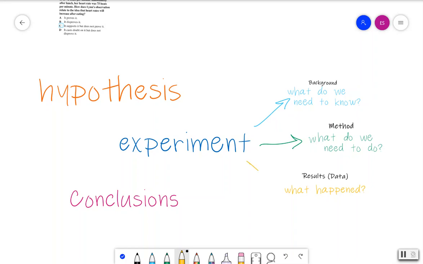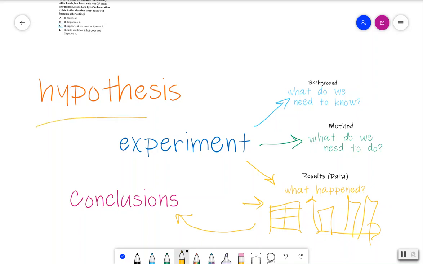And then the results are the what happened, and the results are data. Oftentimes, data is presented in charts and graphs because charts and graphs are an easy way to demonstrate what we've learned. So oftentimes when you see the charts and graphs, that's the data. Those are the results of the experiment. What actually happened? And then we use those results to form some conclusions.